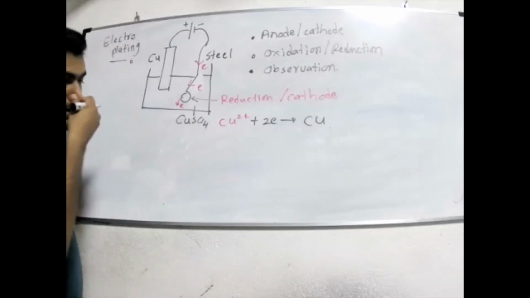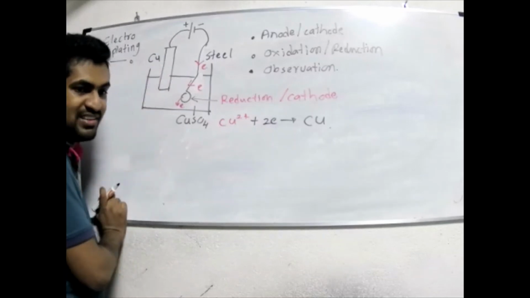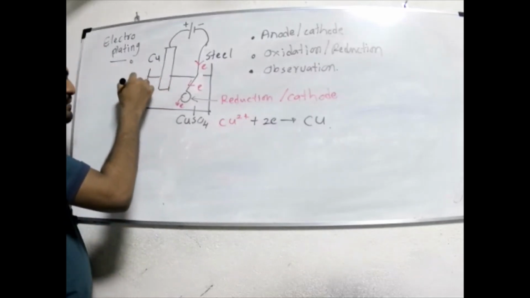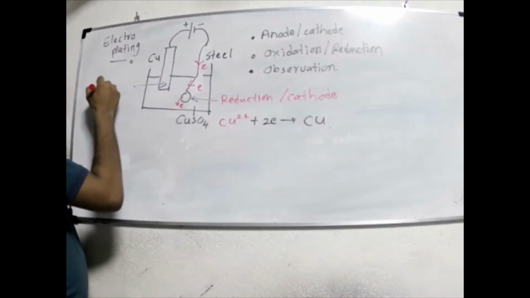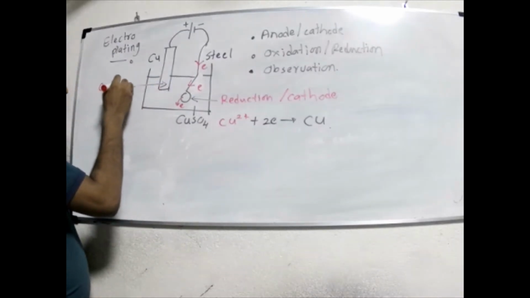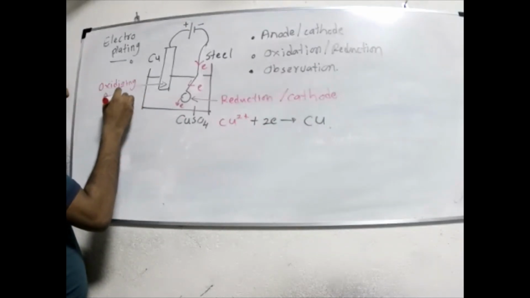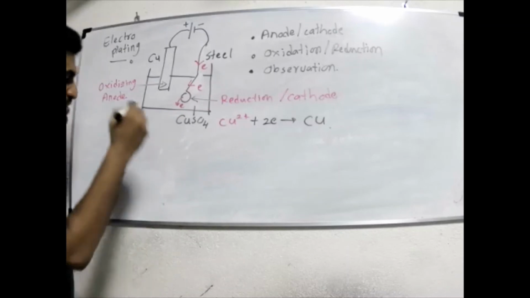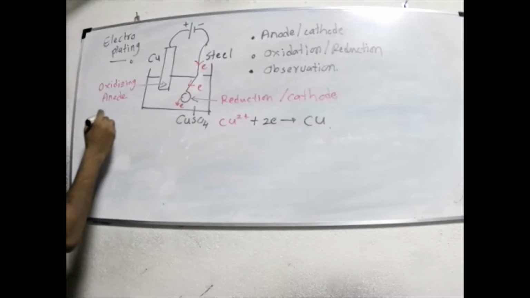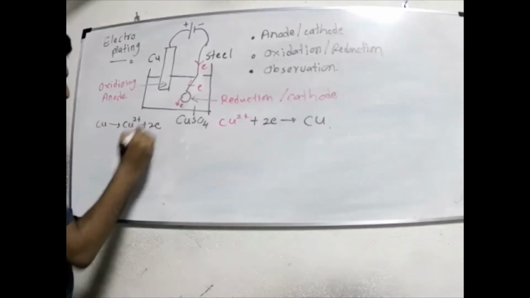Then what is happening at the other terminal? This copper can oxidize. No, this is not carbon. This copper is oxidizing. Then this one we can call the anode. This copper is oxidizing, meaning copper gives copper 2 plus and 2 electrons.